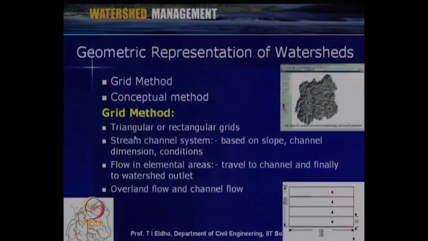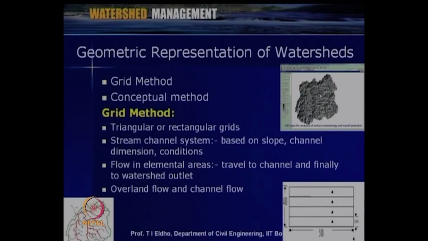So, in the grid method, what do we do? As far as the watershed area is concerned, if we know the boundary of the watershed, we can put the watershed boundary within rectangular or triangular grids. So, in the grid method, we represent the watershed with a triangular grid or rectangular grid, along with the stream channel system.